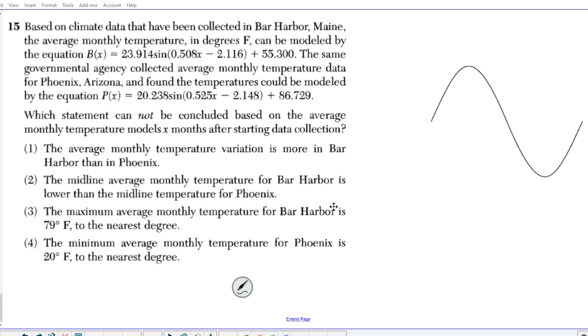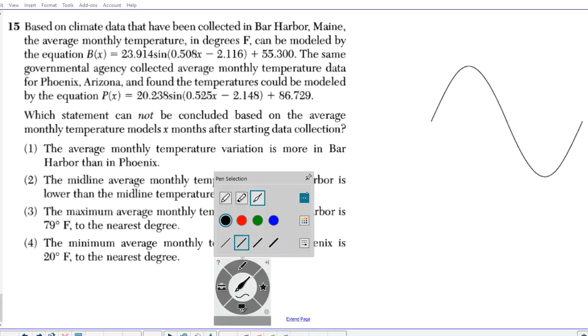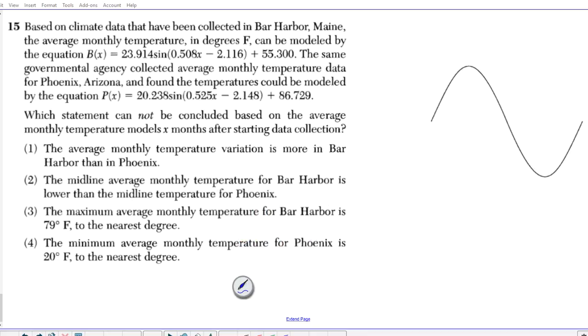Okay, so if you take a look at the options provided here, there are 4 keywords that you want to familiarize yourself with. I will give you a visual representation of these keywords, and then we'll apply it to the problem. First thing you want to note is the variation of the temperature. This is just a fancy word for the range.